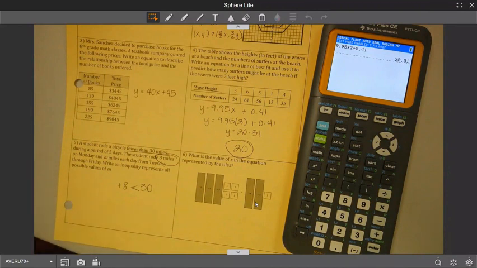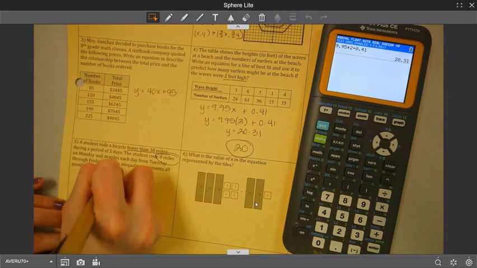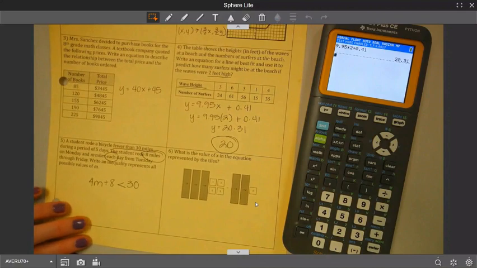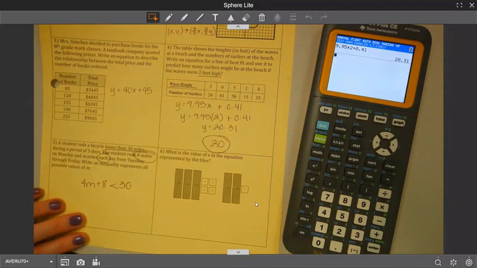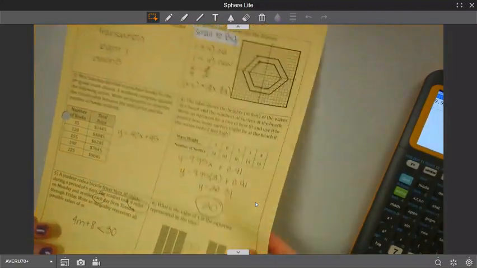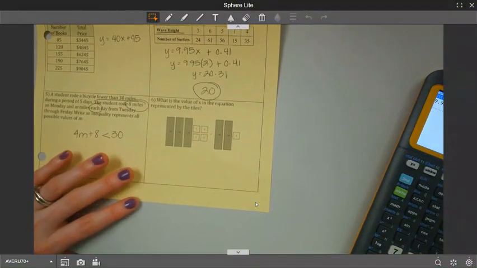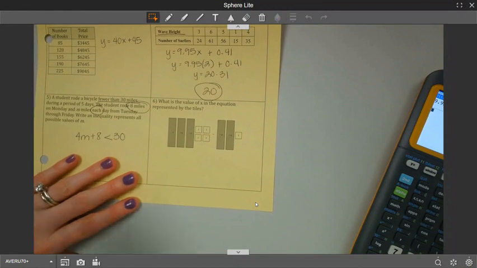Well, that was our 8 miles. Now, how many days are left? Well, there's 4 days left, and we ran the same number of miles, so we have that each. So we have 4m plus 8 is less than 30. We only had to write the inequality. We didn't have to solve it. And so we're done.